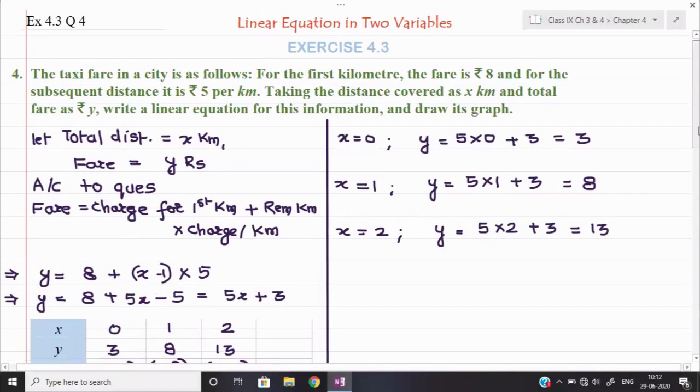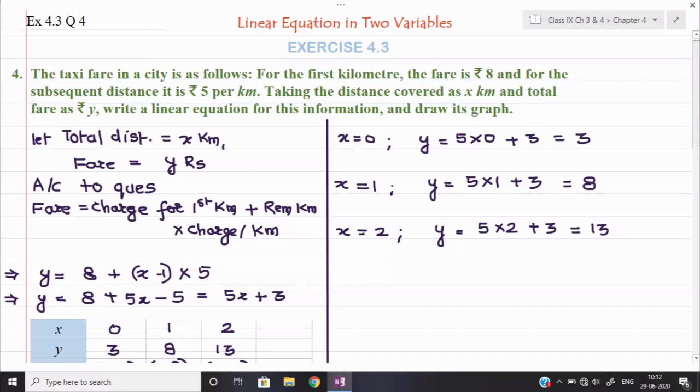Framing of an equation is the only difficult part in this question. However, plotting, we have done such kind of question earlier also. This kind of question I will give you in the homework also, where the conditions would be different and you will be plotting a similar kind of equation.